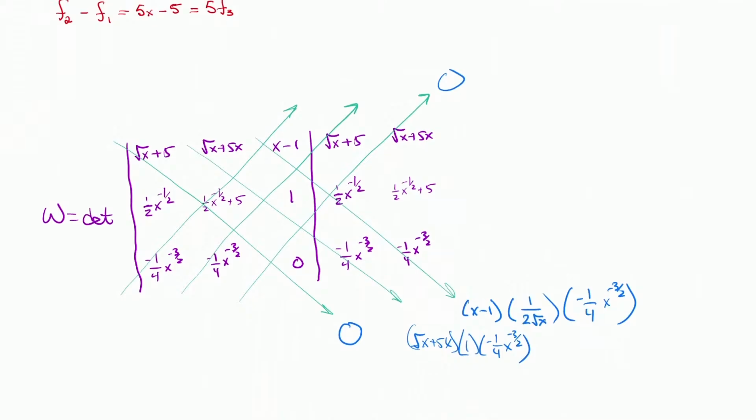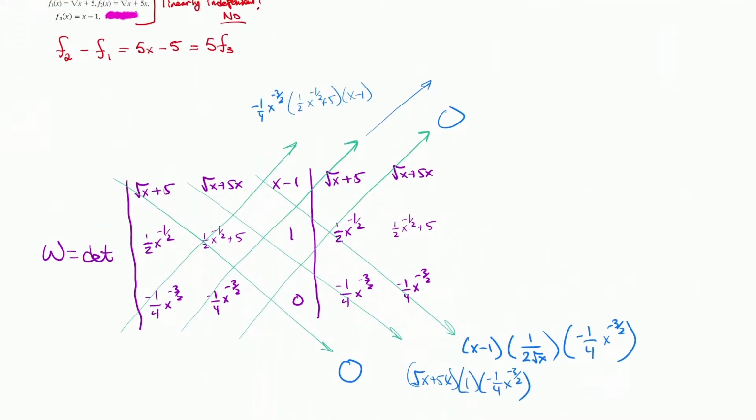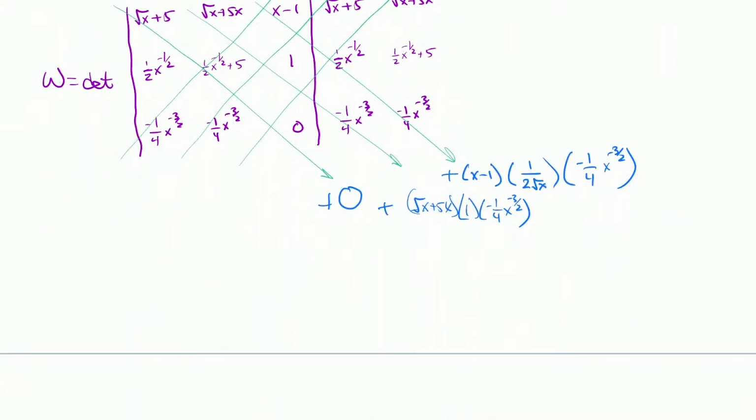Let's do the up diagonals that are non-zero. So this first one is negative 1/4 x to the negative 3/2 times 1/2 x to the negative 1/2 plus 5 times x minus 1. That's probably going to be the worst of the bunch. And then this one, I'm just going to put up there because it's going to run out of room. So this will be negative 1/4 x to the negative 3/2 times 1 times radical x plus 5. Okay, so once you have all of this stuff, you subtract off the up diagonals and add the down diagonals.